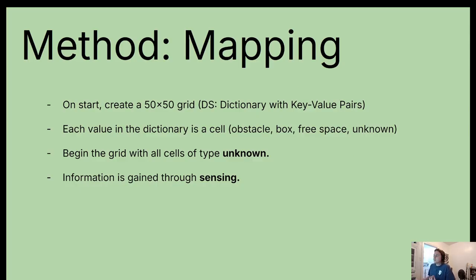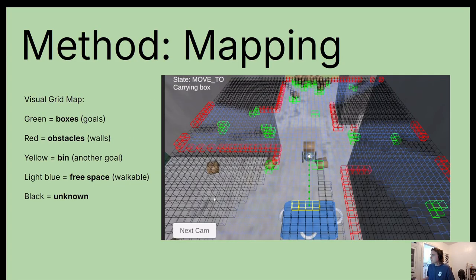And a cell has a property called a cell state, which can be an obstacle, it could be a box, it could be a free space, it could be unknown. And at the very beginning, every single cell is of type unknown because the robot hasn't sensed anything yet, so it's in a completely unknown environment. And we gain more information about our grid through sensing. Everything is learned through this sensing function, which I'm going to cover next.